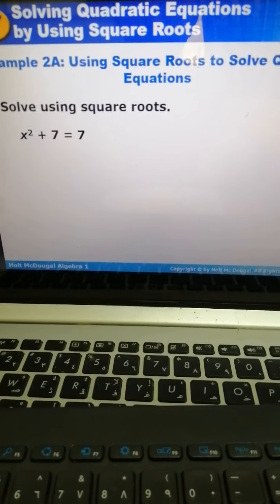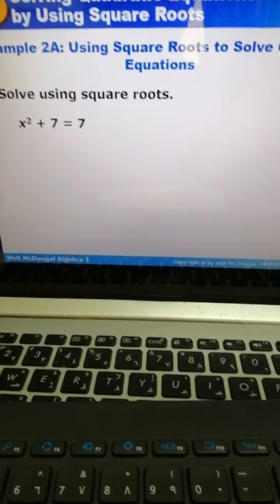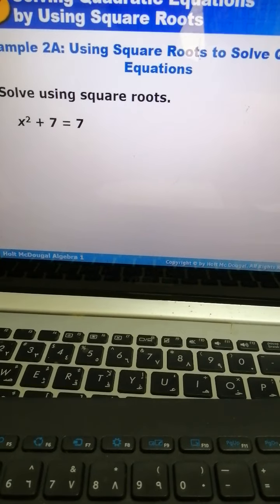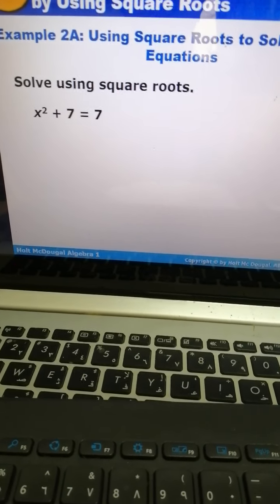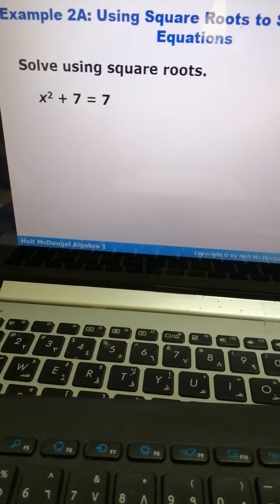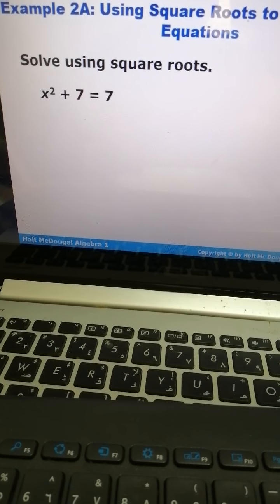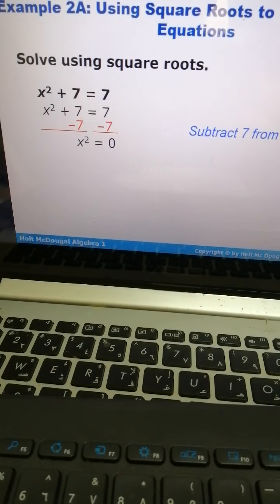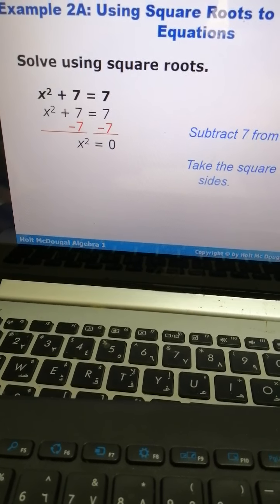Okay, next, let's proceed to example 2. In example 2, you have to use square roots to solve quadratic equations. But before you do that, be sure that you isolate the x squared. Okay, this one. What do you do with x squared plus 7 equals 7? So you do minus 7 on both sides. So when you do minus 7 on both sides, you apply the square root property.